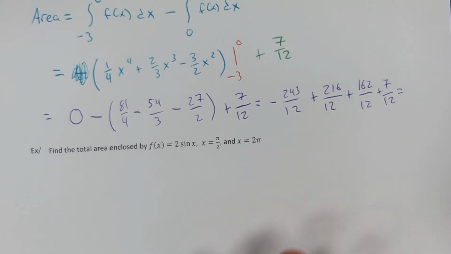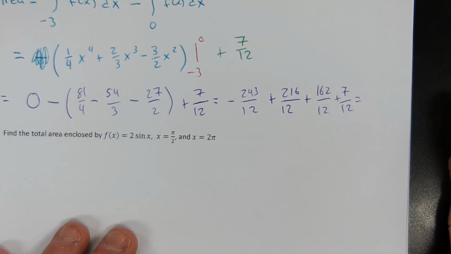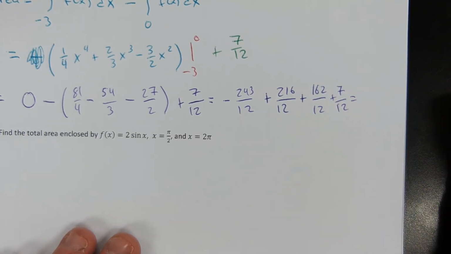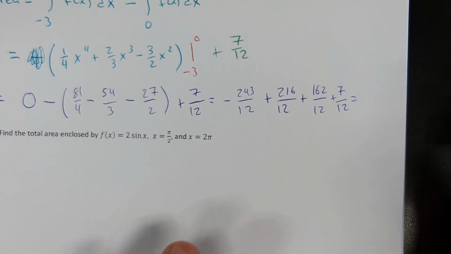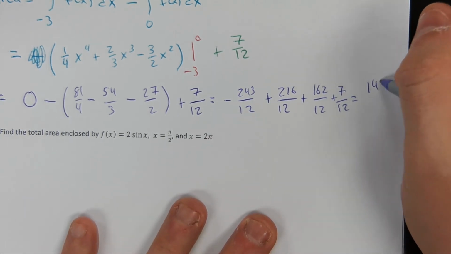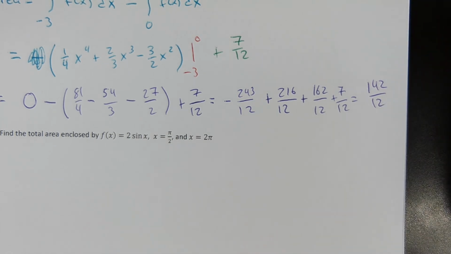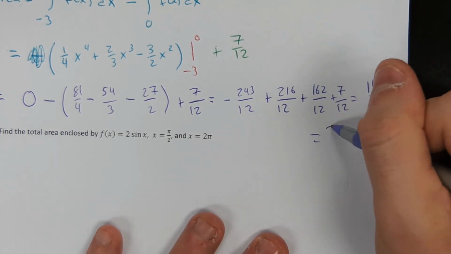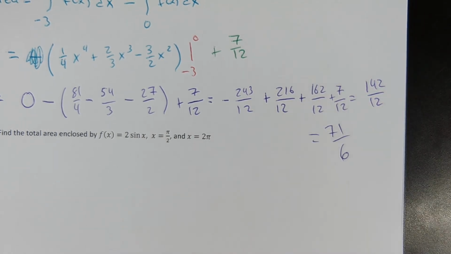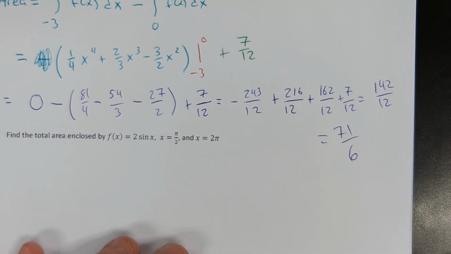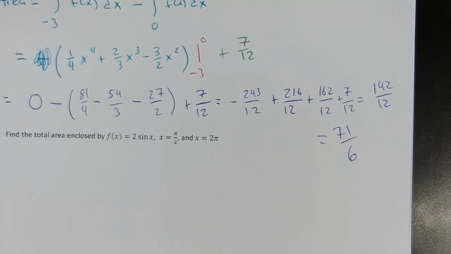And my brain's tired. Can someone just tell me what those numbers add up to? I got 142/12, 7/6. What'd she say? 142/12? Yeah. Which is 71/6. Wow, that was fun. Oh, wait, no, the other word. Tedious. Yeah. But there you go.